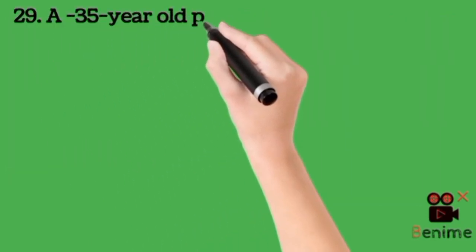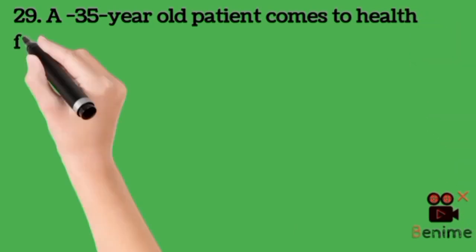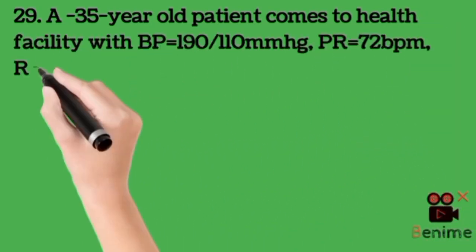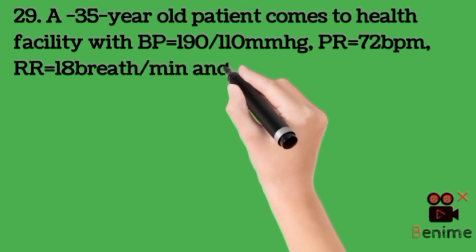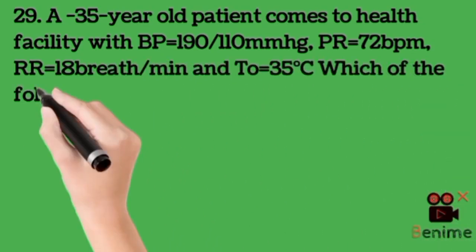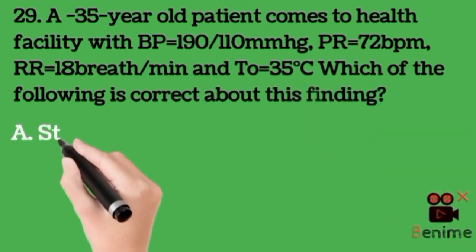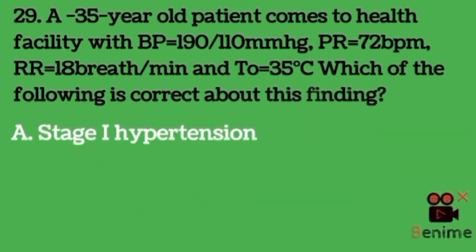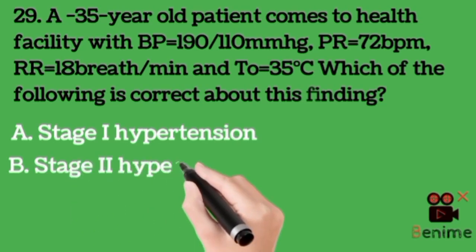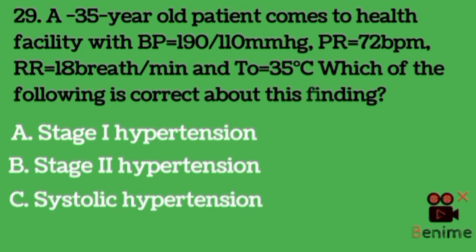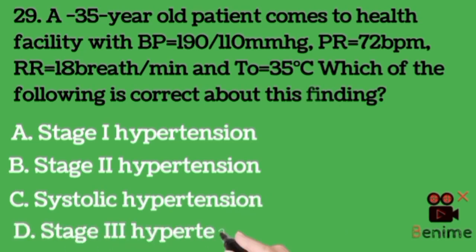29. A 35-year-old patient comes to your health facility with BP 190/110 mmHg, PR 72 BPM, RR 18 breaths per minute, temperature 35 degrees Celsius. Which of the following is correct about this finding? A. Stage 1 hypertension. B. Stage 2 hypertension. C. Systolic hypertension. D. Stage 3 hypertension.